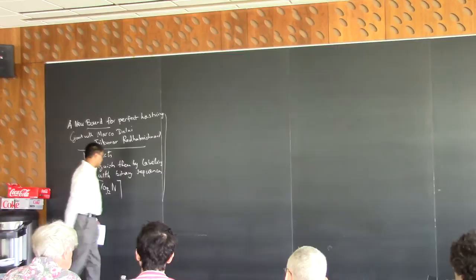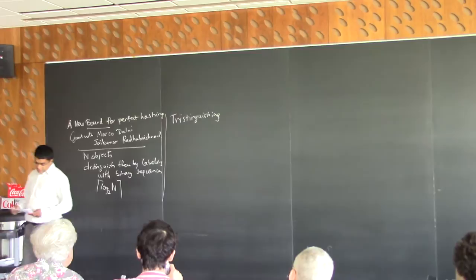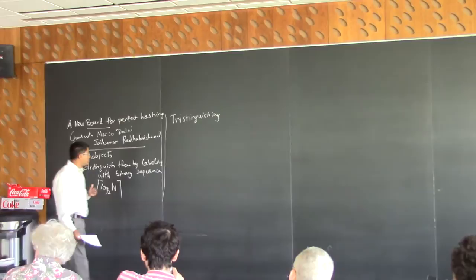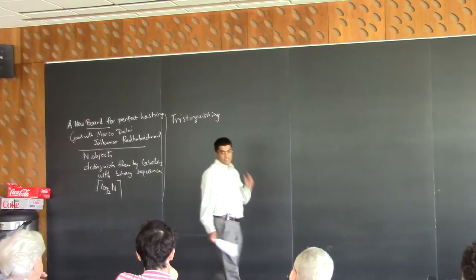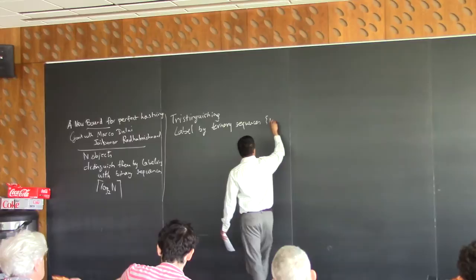So that is for distinguishing, but what about for a new word, tristinguishing? That is actually a word which Janos Körner uses, and this is one of his favorite problems, which he called the trifference problem. But it's the same thing. So you have n objects, but now you want to label them by ternary sequences, let's say those in {1, 2, 3} to the n.